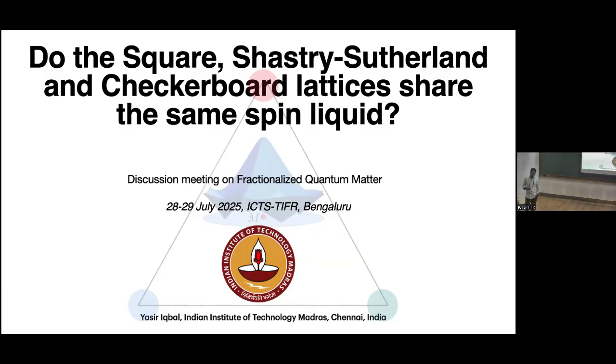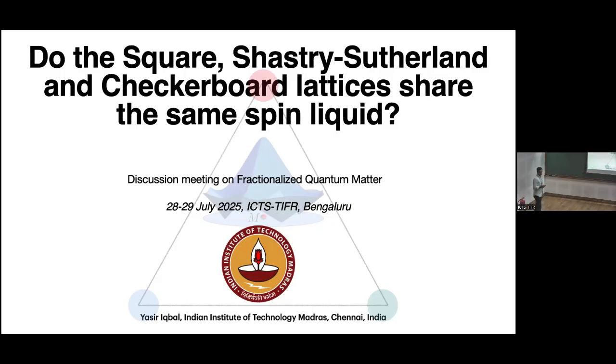Part of it is published, part of it is still in progress, data is coming in even till 5 minutes before I was changing something. It's to do with, as Subir mentioned, there's a long saga of finding spin liquids, arguing about spin liquids in different models. And I think there are 3 celebrated models in search of spin liquids that have garnered much attention. In that talk, he was referring to the square lattice J1, J2 model. And there's also a Shastry-Sutherland lattice, where in the last few years there's mounting evidence for a spin liquid.